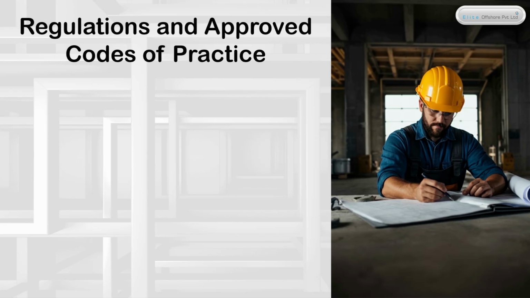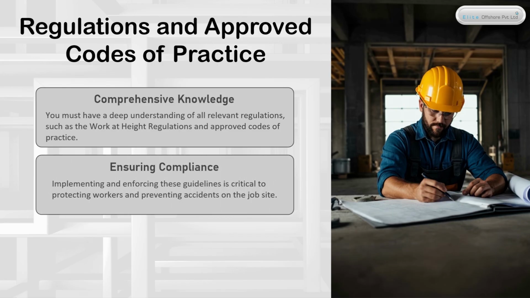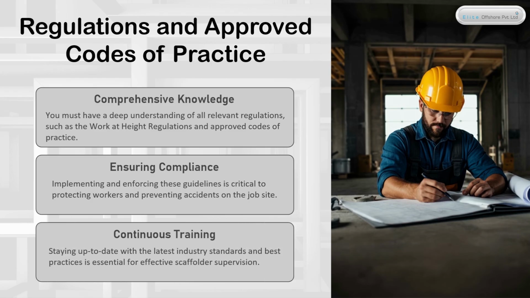Regulations and approved codes of practice. Comprehensive knowledge. You must have a deep understanding of all relevant regulations, such as the work at height regulations and approved codes of practice. Ensuring compliance. Implementing and enforcing these guidelines is critical to protecting workers and preventing accidents on the job site. Continuous training. Staying up to date with the latest industry standards and best practices is essential for effective scaffolder supervision.